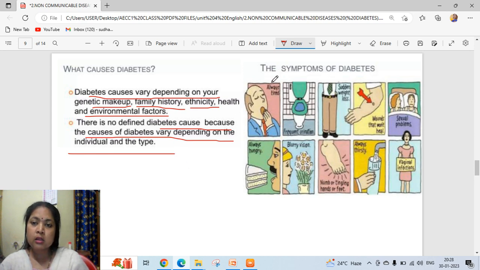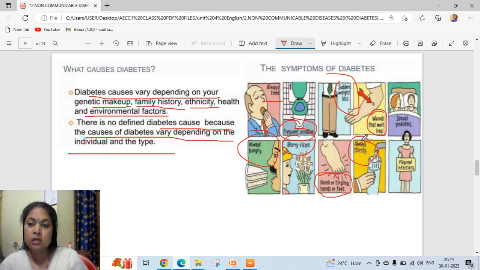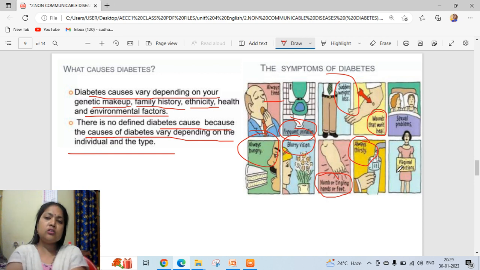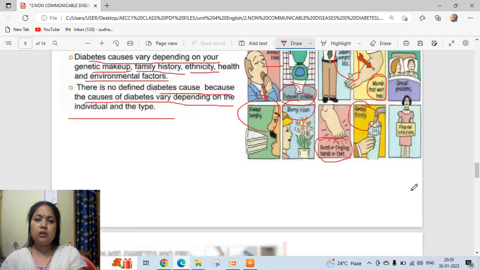It is marked through the picture. Always tired, frequent urination, sudden weight loss, wounds that won't heal. Then always hungry, blurry vision, numbness or tingling in hands or feet, and always thirsty. These are some common symptoms of diabetes.